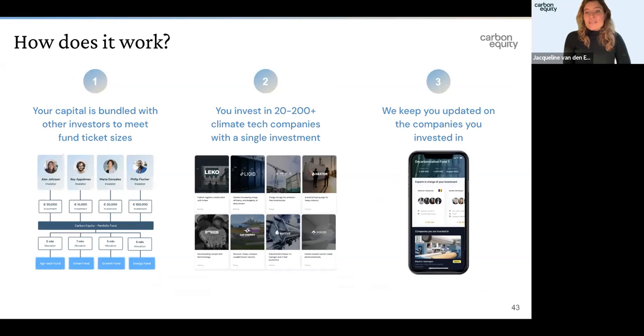So ultimately, what Carbon Equity allows you to do is to get diversified exposure to anywhere between 20 to, let's say, 200 climate technology companies for a single investment. And one of the key parts of our value proposition is this is not just about parking your money with impact, but we actually want to take you on a journey. So in Q1 next year, we'll be launching the app where you can actually track all of the companies that you're invested in and see what they're doing. Through webinars and also, coming soon, climate tech drinks, we seek to educate, but also bring the community together.